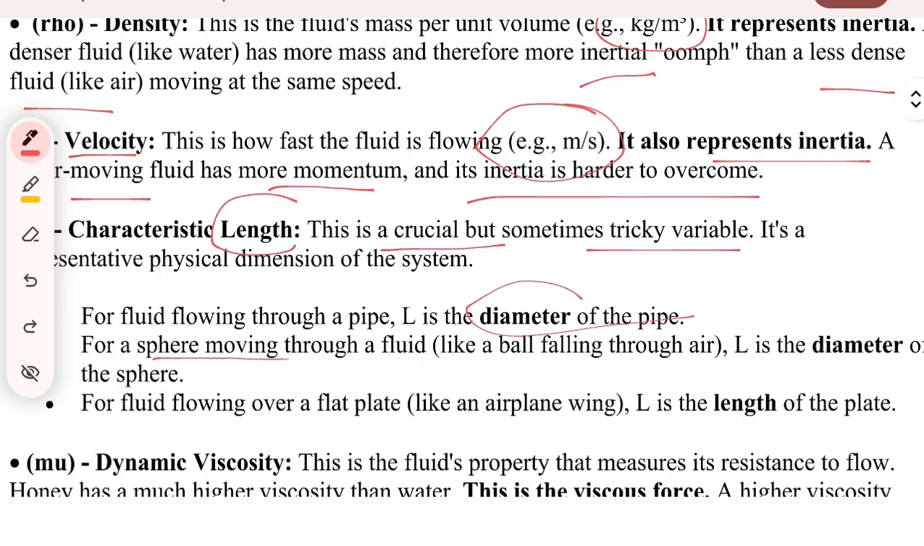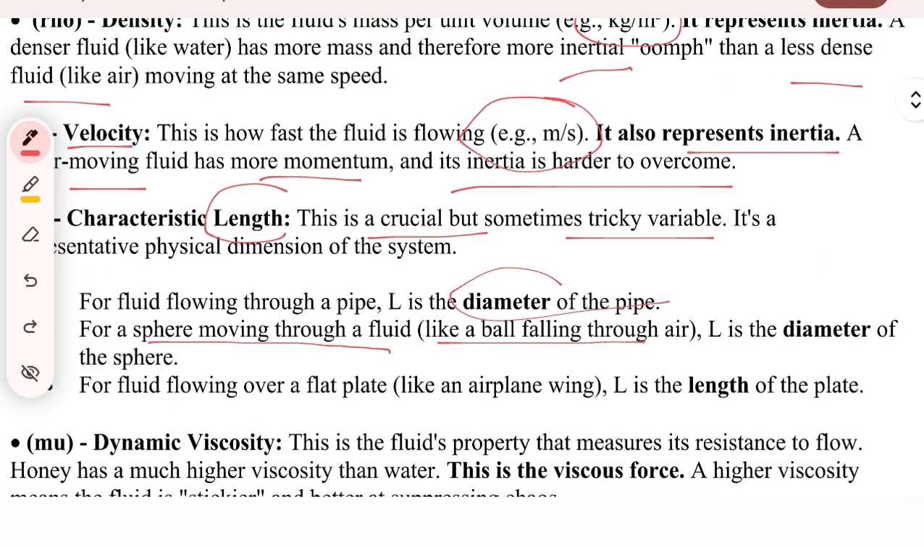For a sphere moving through a fluid, like a ball that's falling through air, the L in the formula is the diameter of the sphere. For a fluid that's flowing over a flat plate, the L is the length of the plate. See? So it's kind of tricky, what L really is. But it depends really on the situation or the condition, right? So you just have to remember some of these conditions here.